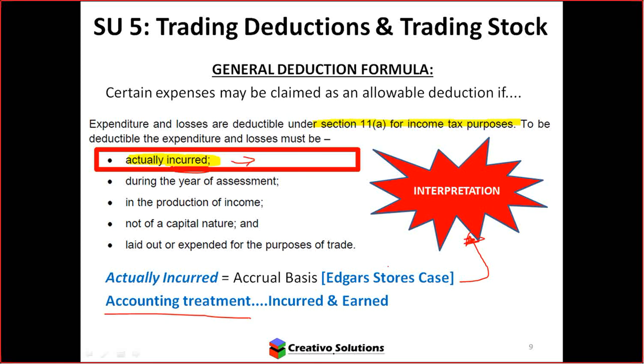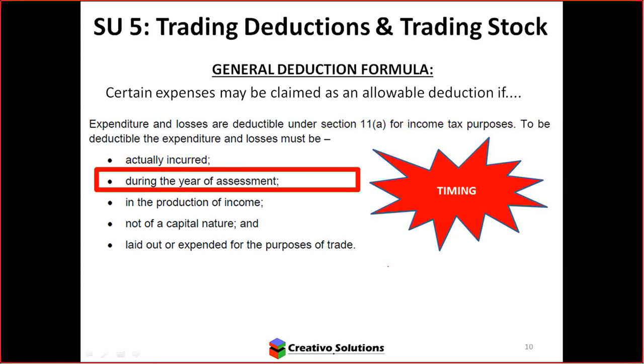So the next one is very self-explanatory. During the year of assessment, that's looking at timing. Why do you think timing is important? Well, it's important because it has to be during the 12 months, your year of assessment or your period of when you're running your business.